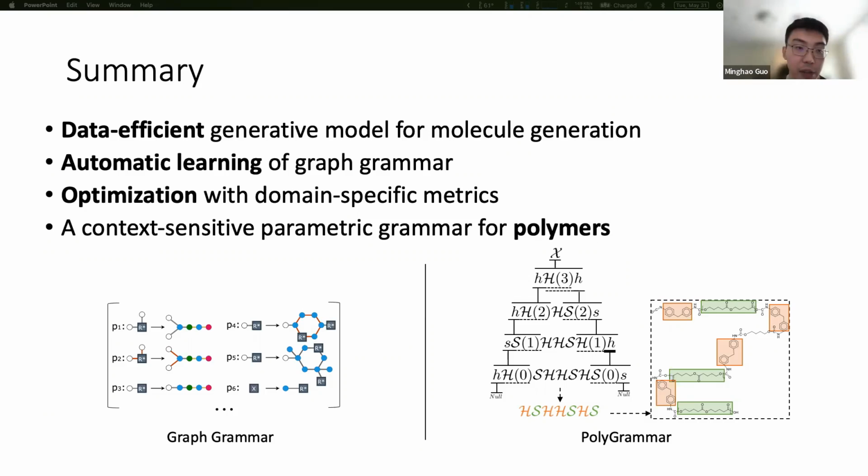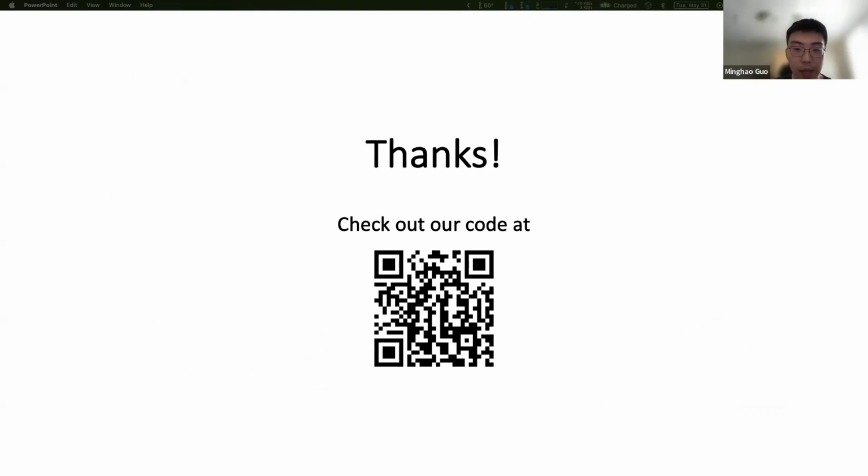We propose a data efficient generative model for molecular generation, and this model is in the form of graph grammar and can be automatically learned from the training data. And an optimization framework is proposed to construct the grammar with respect to various chemical metrics, and we further propose a context sensitive parametric grammar for the polymers. And that is all of my talk.